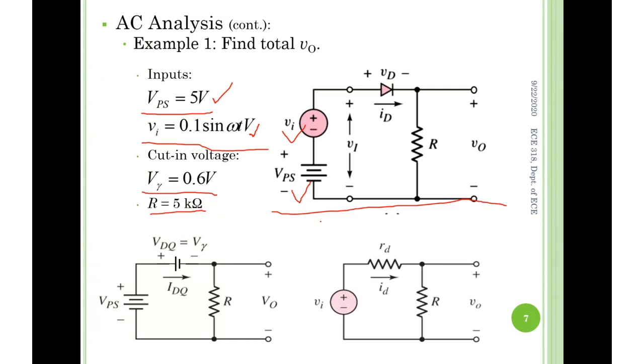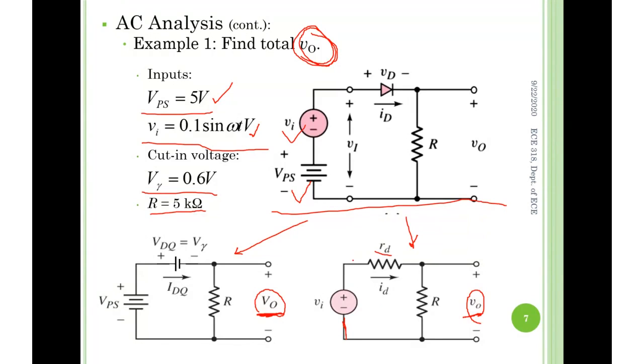So, first of all, the DC circuit is like this, right? The AC source is shorted out. The diode is replaced by 0.6 volts. Inside this circuit, you find a capital V naught here. In the AC circuit, the diode is RD, and you short out the DC source, and the lowercase v naught is here. Obviously, the total V naught we are asking for equals the sum of capital V naught and lowercase v naught. The idea is very clear.